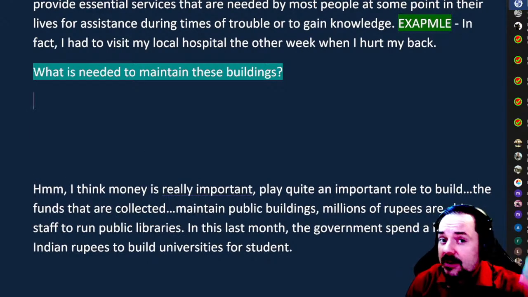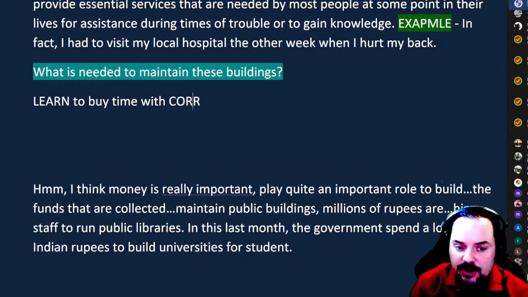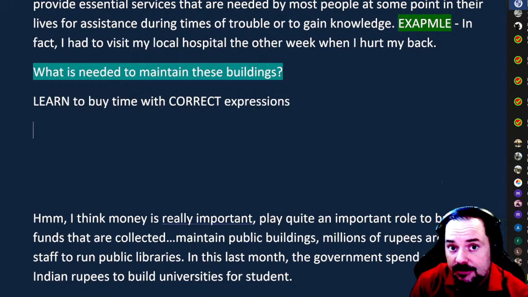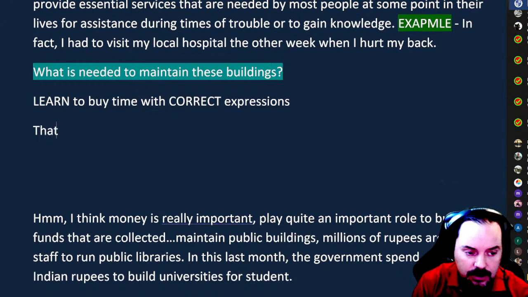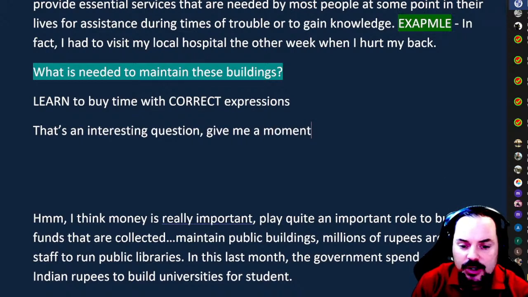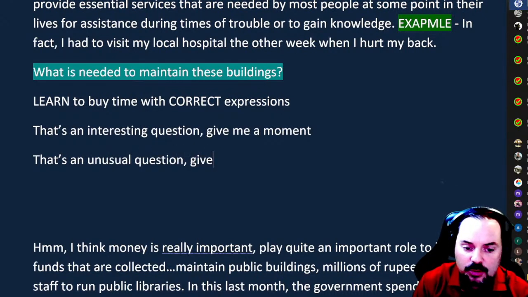I'm going to write this up. This is for everybody, okay? So learn to buy time with correct expressions, okay? It's very important here. There are lots of different ways, but you have to use the correct one. And I'll show you a few different ones. That's an interesting question. Give me a moment, please. Or that's an unusual question. Give me a moment, please.